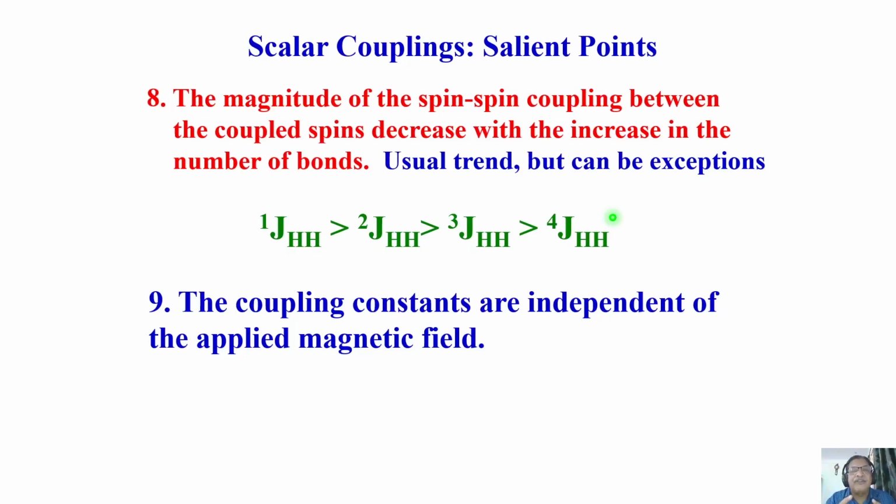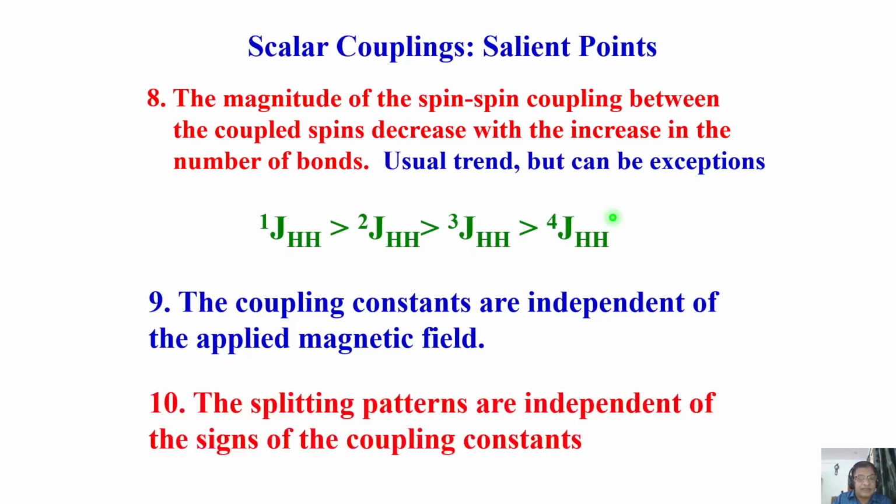Chemical shift was dependent on the field, it was linearly changing, whereas couplings are independent of the magnetic field. Whatever the spectrometer you measure, coupling will not change. Okay, it remains the same.